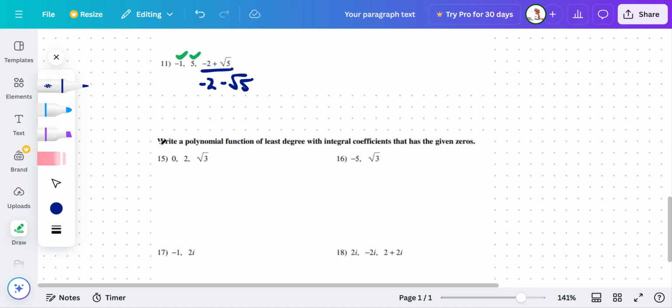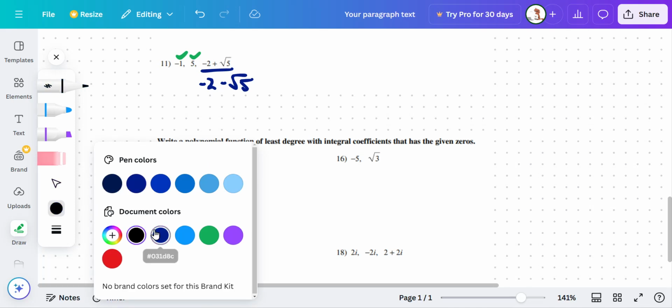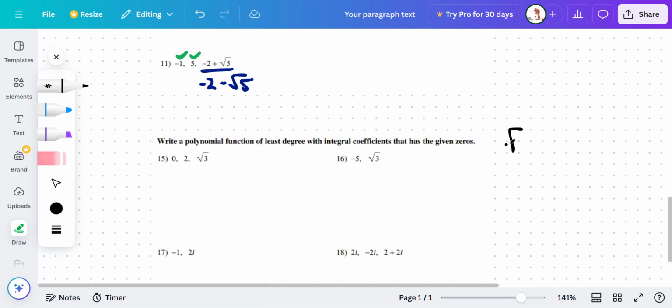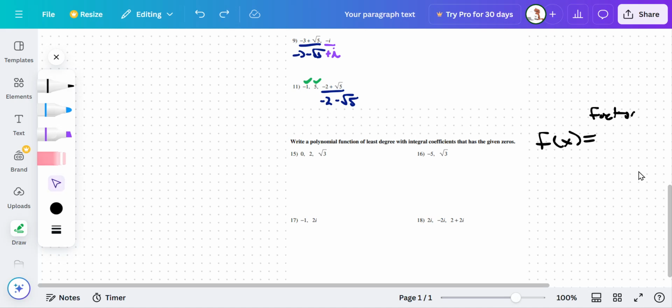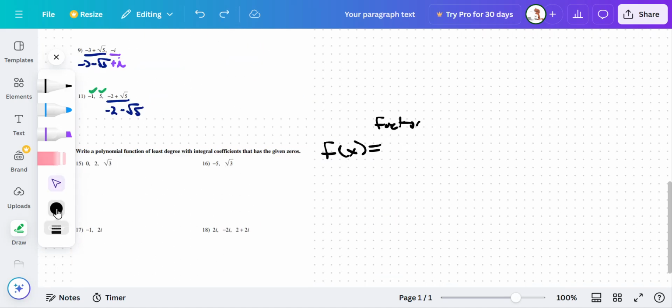Okay, last but not least, write a polynomial of least degree with integral coefficients that. Okay, so basically what they're saying is write the simplest version of the polynomial we can make. One thing I do not want you to do is we are going to be doing this in factored form. I'll be able to tell if you do this in Photomath, because Photomath is going to give you the standard form. I want this in factored form. I know you can multiply these factors out. But it's going to look like this.